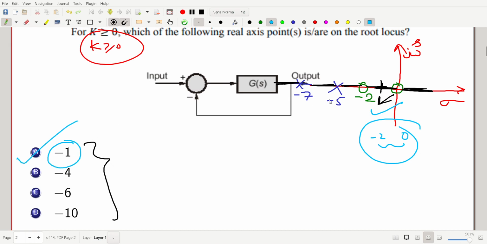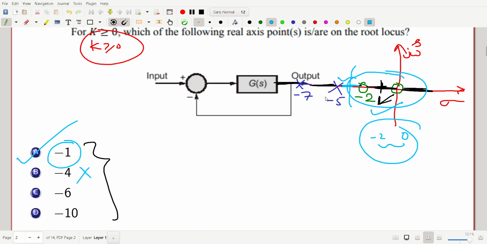Let us check one more point. For the region between -2 and -5, if you look to the right of this point, we get 2 zeros. The number of poles and zeros is even, so this branch will not lie on the root locus. Otherwise it will not fulfill our phase condition, an odd multiple of 180 degrees. So -4 will not be there.